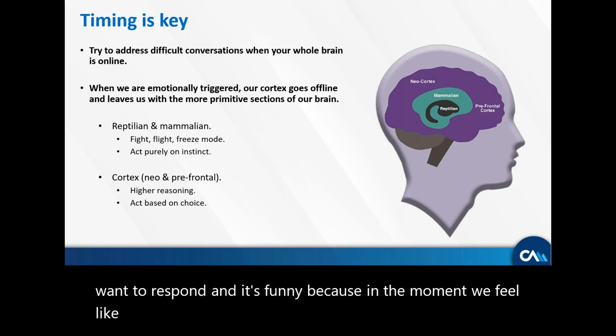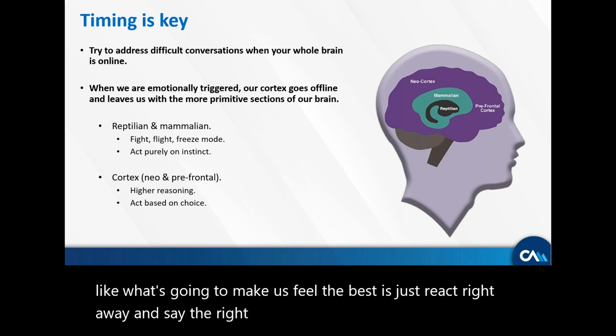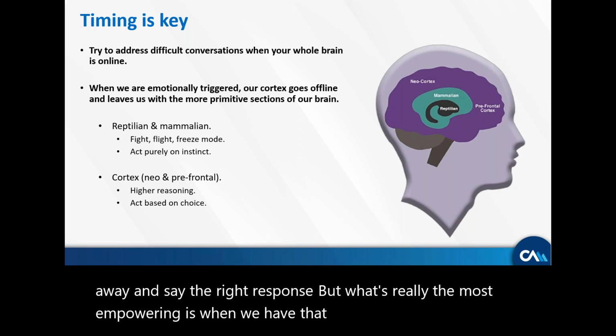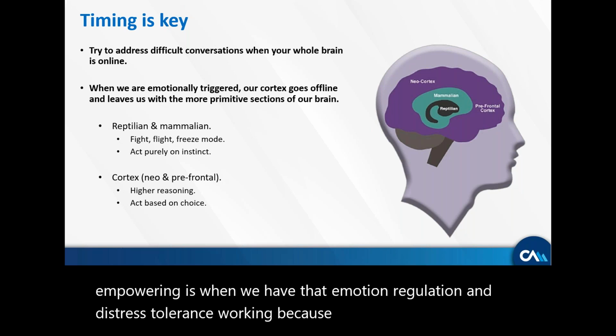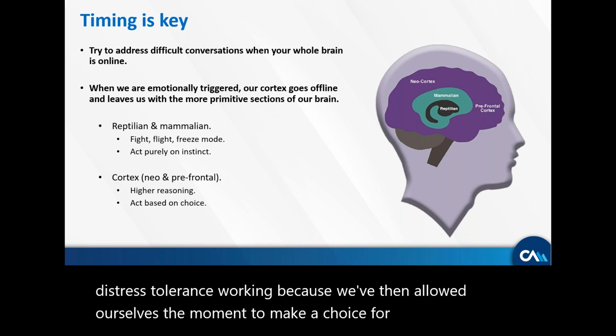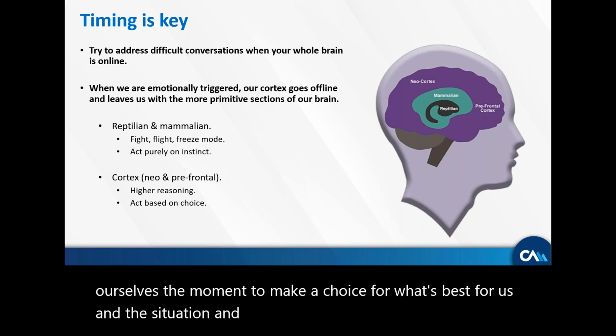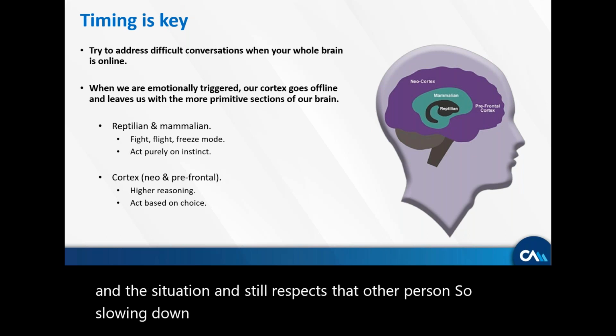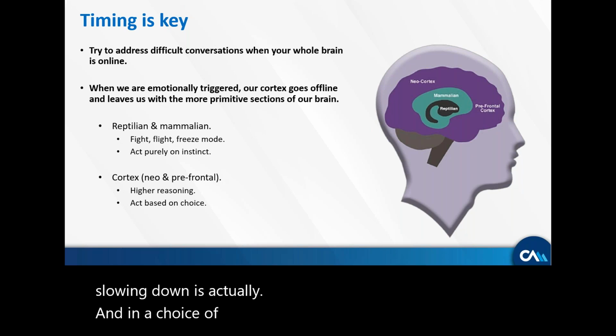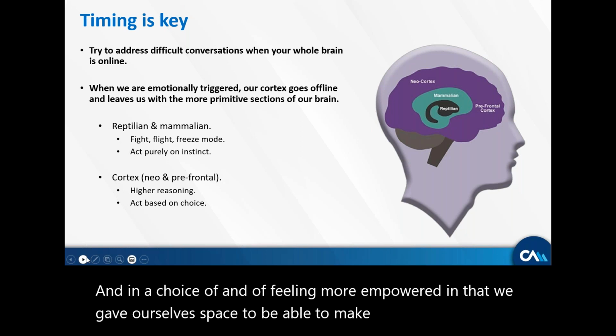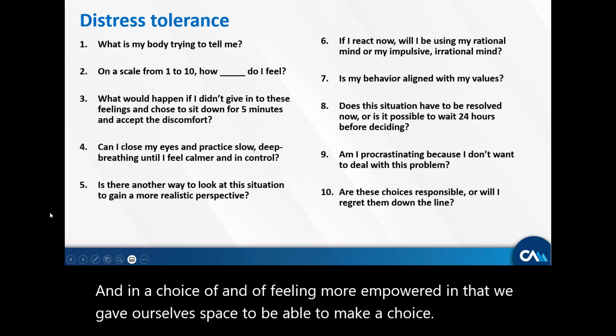And it's funny because in the moment we feel like what's going to make us feel the best is to react right away and say the right response. But actually what's most empowering is when we have that emotion regulation and distress tolerance working, because we've then allowed ourselves the moment to make a choice for what's best for us and the situation and still respects that other person. So slowing down is actually a choice of feeling more empowered, in that we gave ourselves space to be able to make a choice.